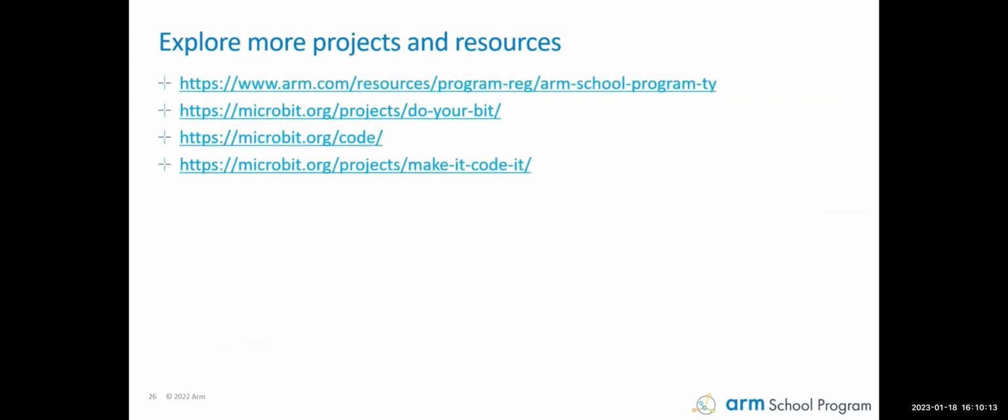As a next step, it's worth checking out the Arm Score program resources. There are some links here that you can click when these are shared after the fact, and there are whole courses and lots and lots of projects to play with. There's also lots and lots of resources on the Microbit website as well, for example the Do Your Bit competition, and the stuff on the Microbit site is really good for younger learners.